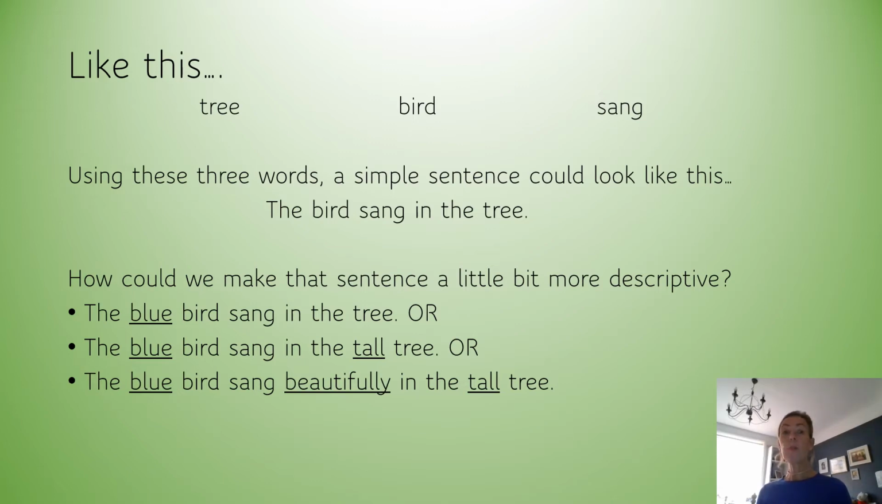How about the blue bird sang in the tree? Or what about the blue bird sang in the tall tree? Or what about the blue bird sang beautifully in the tall tree? You can see it's starting to give you a lot more information and making the sentence much more interesting.